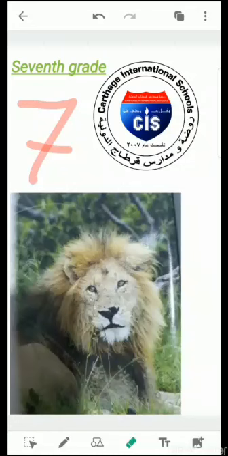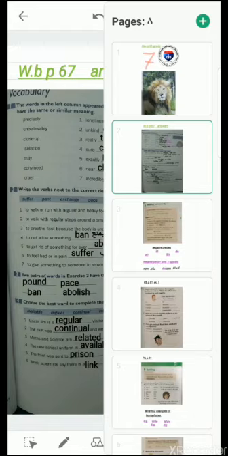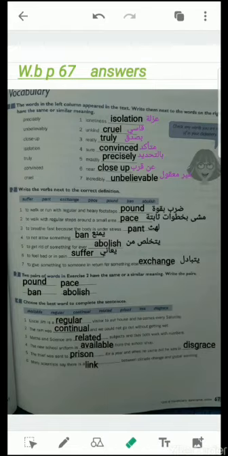Seventh grade, hello again. Today we're going to discuss the vocabulary in Unit 8. So please, I want you all to open workbook page 67, in order to discuss the answers together, not as homework. I prefer to discuss it with you.